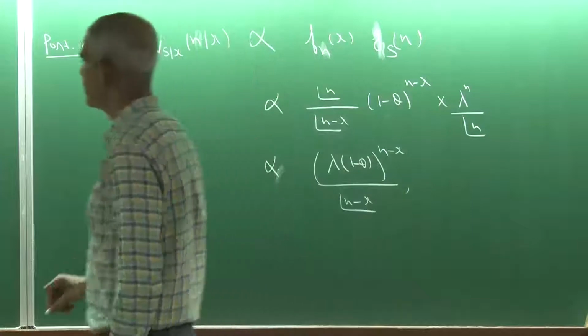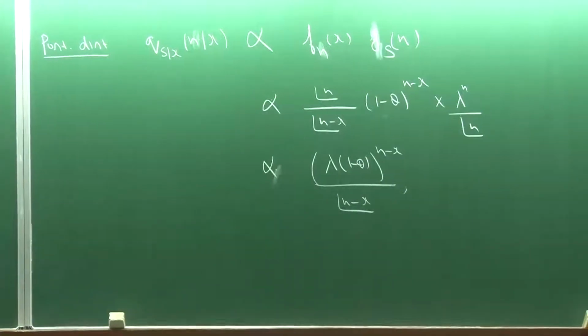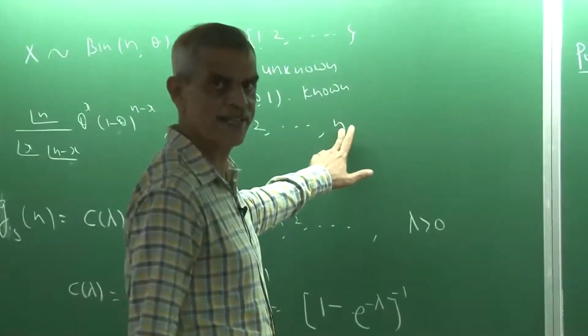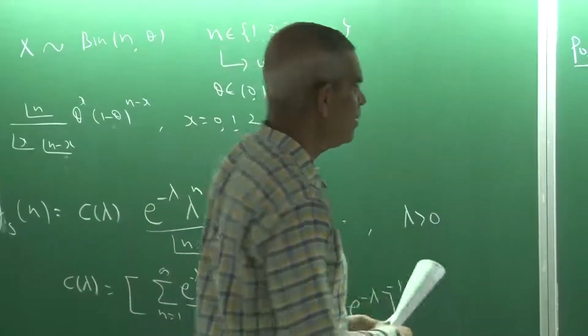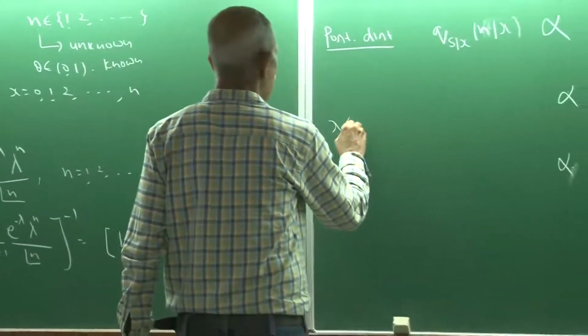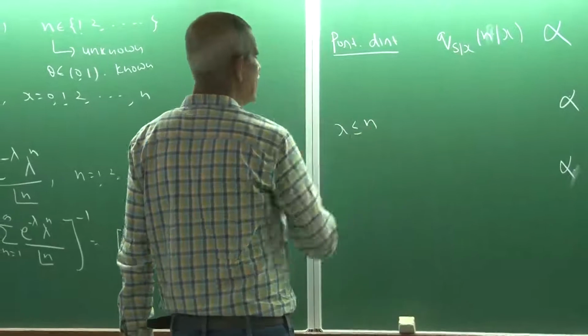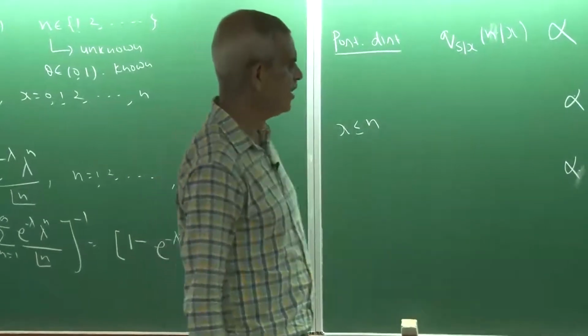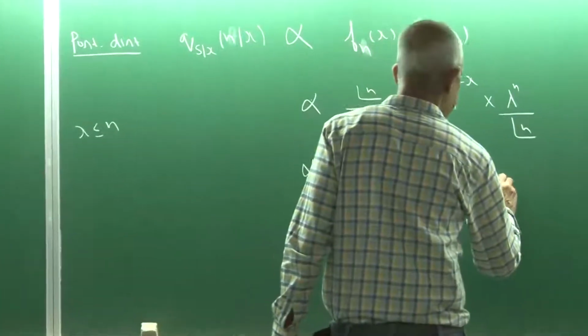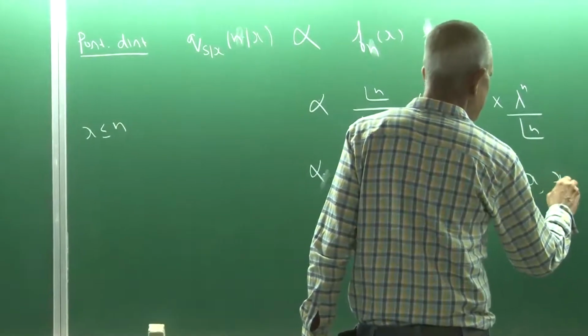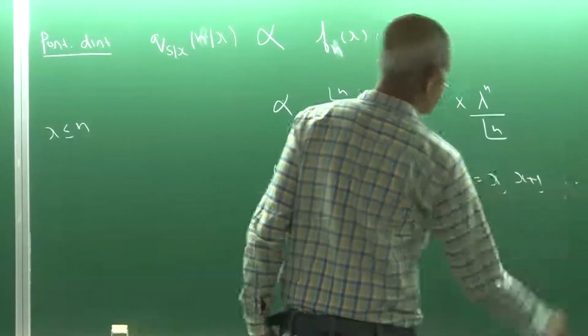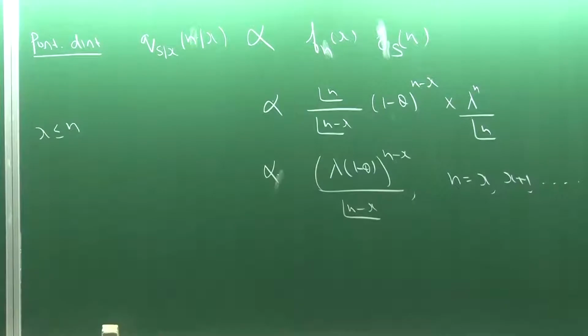And what is the range? X is fixed. So x is less than or equal to n. Right? So what you have is x is less than or equal to n. X is fixed. And n is an integer. X is also an integer. So that means n can go from x, x plus 1, and so on.